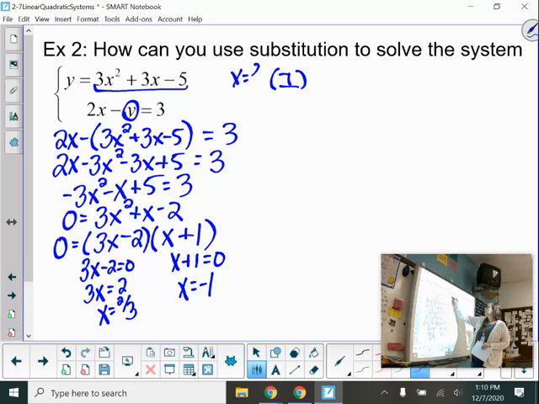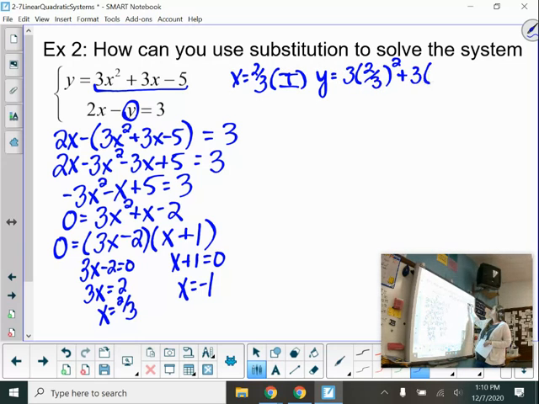So if I plug in 2/3 into number 1, I have y equals 3 times 2/3 squared plus 3 times 2/3 minus 5. This might be a little bit difficult for you to do in your head, so you can use a calculator. Make sure you use one that will do fractions, because if you use decimals, you're going to be cutting off part of your answer. Just like I left this as 2/3, I didn't say it was 0.67.